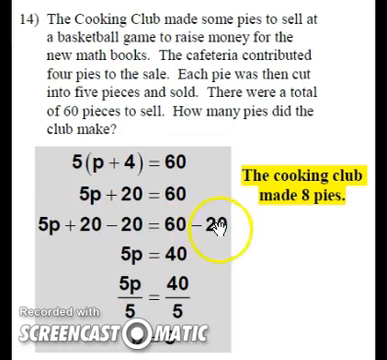So we subtract the 20 from both sides to get all the constants together, and we end up with 60 minus 20 is 40. We have that 5p left, but remember we want a coefficient of 1. So since we're multiplying p by 5, we divide by 5. If we divide this side by 5, we have to divide the other by 5. So p equals 8, and that's how many the cooking club made. They made 8 pies. If we put that in, 8 plus 4 is 12. 5 times 12 is 60. So it works out.